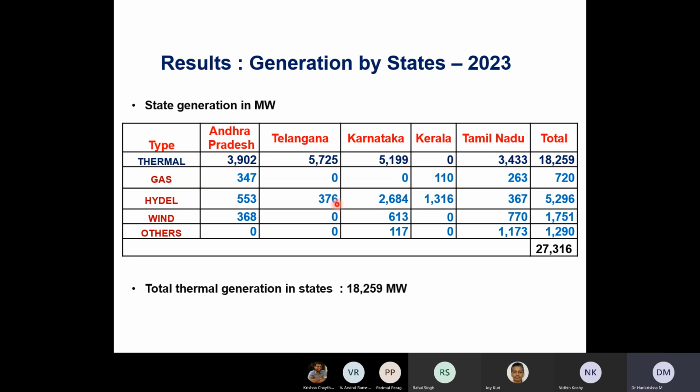What we observed is that almost 80%, that is around 18 gigawatt of thermal power, is helping to meet the peak demand. Similarly, the southern region is also blessed with various types of energy sources like gas, tidal, wind, nuclear, and the contribution by each state is shown in this tabular form.